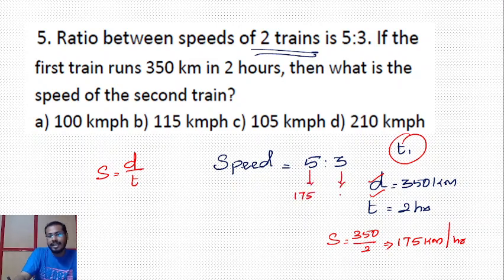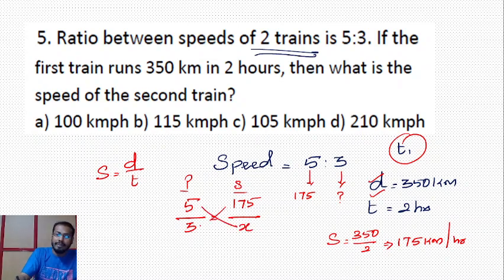I want to find the second train speed. Correct? So 5 divided by 3. 5 parts is equal to 175. This is in parts and this is speed. Then 3 parts is equal to what? Just cross multiply, you will get the answer. 3, where you got the 2 sides values, write it in the numerator.